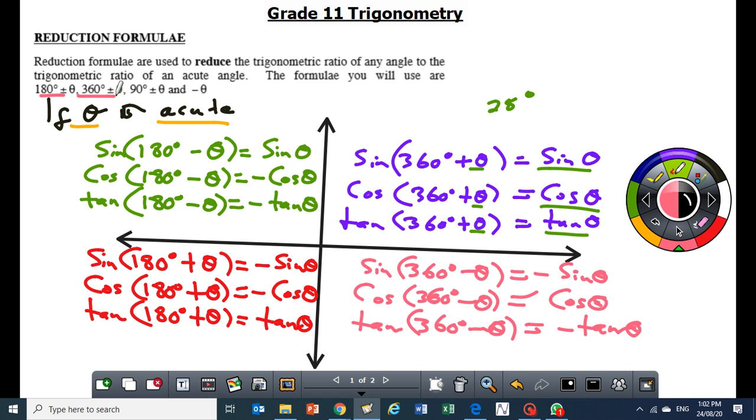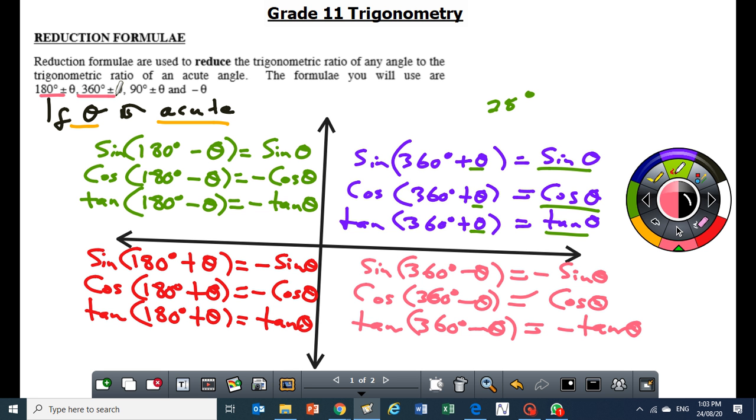Now we are going to talk about 90 plus or minus theta and the negative angle, that is minus theta. So from today, you need to go home and sit down and memorize these reduction formulae. I'm going to do some examples later, but I need to carry on now to 90 plus theta. Okay, let's move on to the next page.